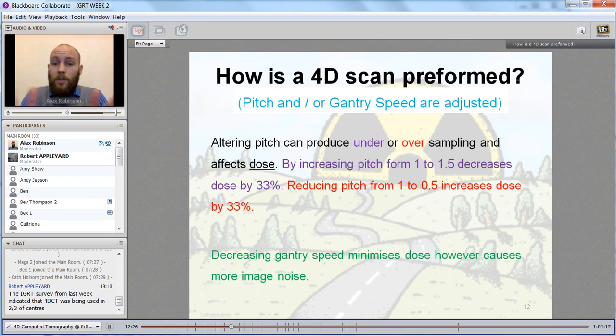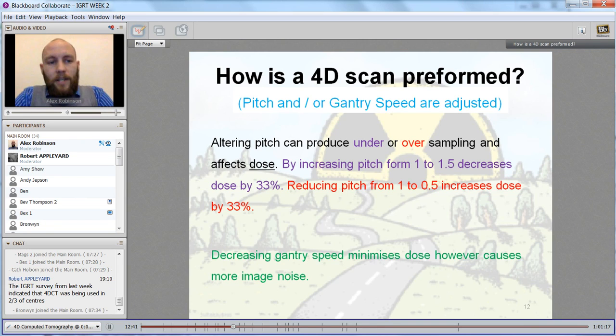Now something that's really quite key to consider is that the increase in this pitch from 1 to 1.5 decreases the dose. However, if we reduce the pitch, so we're pulling these closer, we're now oversampling, once again, we're increasing our dose by 33%. So we do have to consider that obviously dose is a factor, and a lot of people, when they're considering 4D, always put time as an issue.